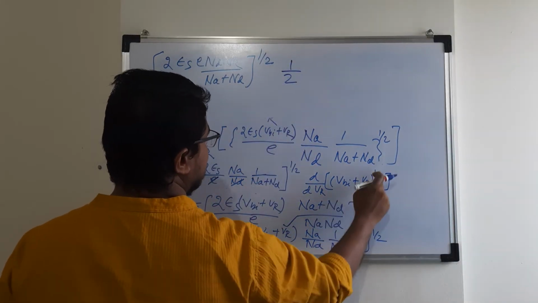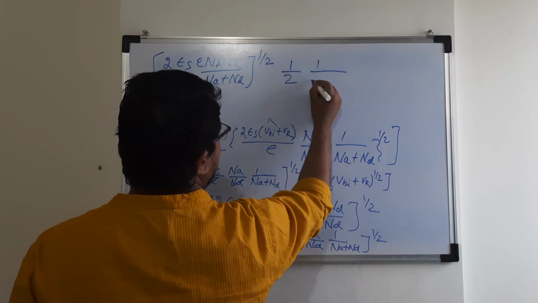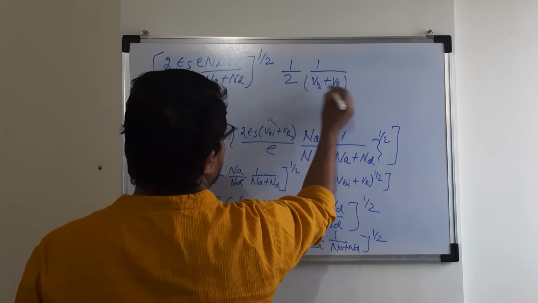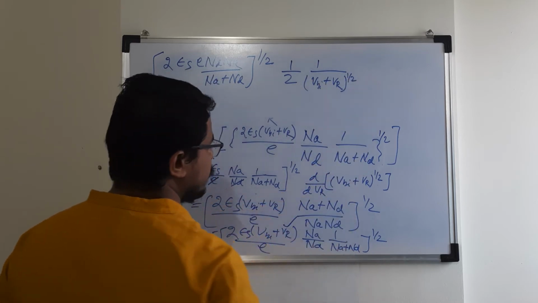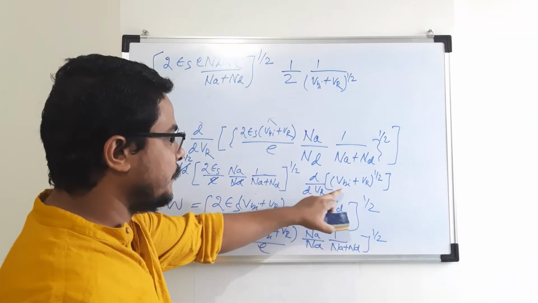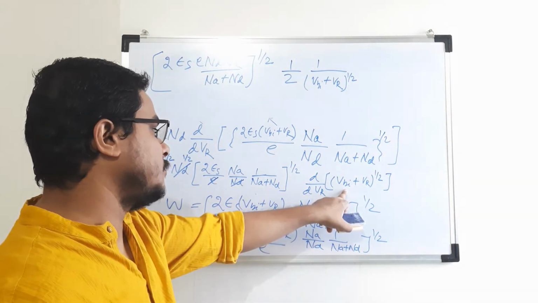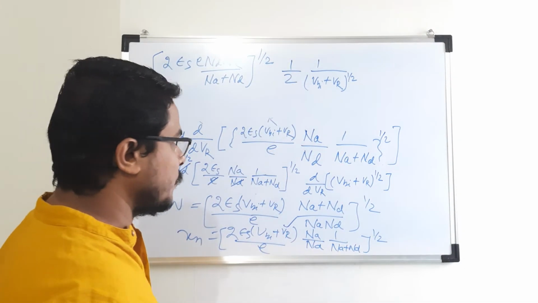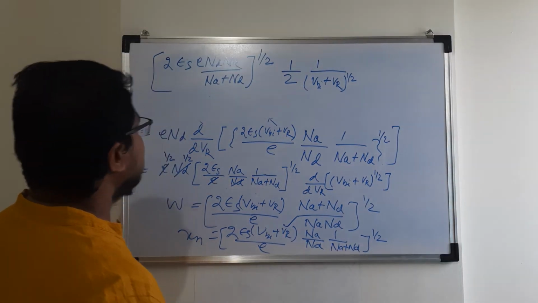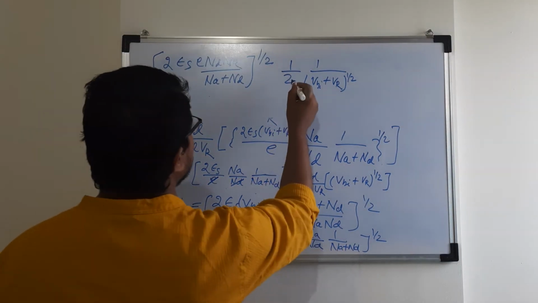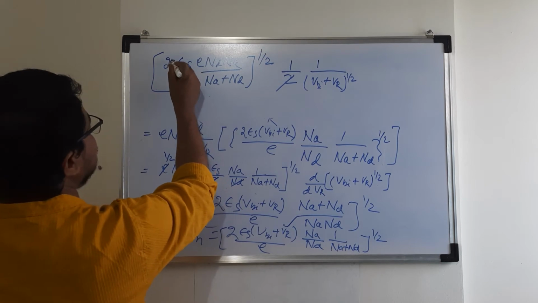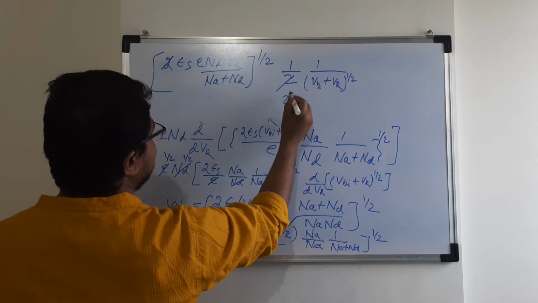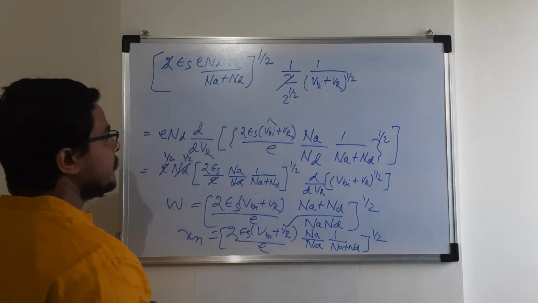So let us write that term 1 by 2, and this to the power minus 1 by 2, I will write as 1 by (Vbi plus Vr) to the power 1 by 2, right? Then you can take d by dVr of Vbi. Vbi is constant, that will be 0. d by dVr of Vr is 1. So we will only get this thing, right? Now further, you got a 2 and you got a 2 to the power 1 by 2. So if I cancel it, you got 2 to the power 1 by 2 extra here, right?